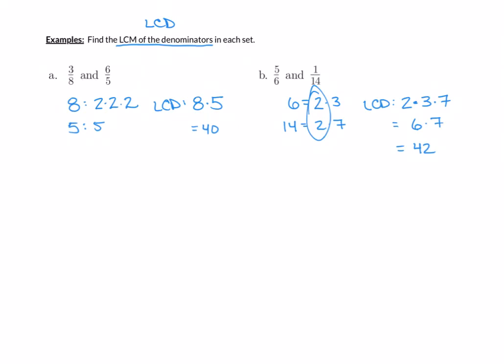So this is going to be one of the steps we're going to need in order to combine, or in order to add unlike fractions, is we're going to want this idea of least common denominator. All right, so what's the second thing that we're going to do?